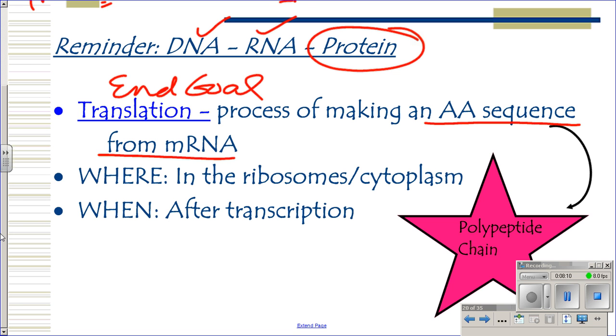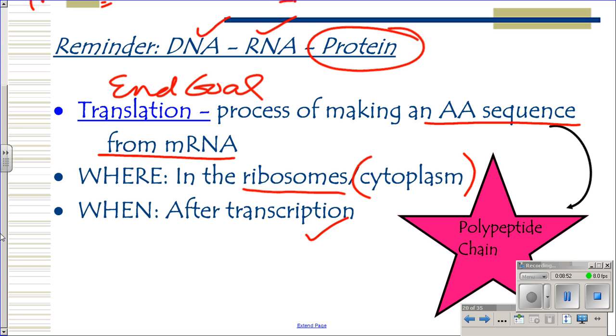Where does it happen? When does it happen? Well, you know the organelle that makes proteins, the synthesis of proteins one, was the ribosome. And that ribosome exists floating around in the cytoplasm. So that's the where. And when, it can't happen until mRNA is totally made. So it has to happen after transcription. Transcription is going on all the time, so that's no big deal. It's happening right here in your body.